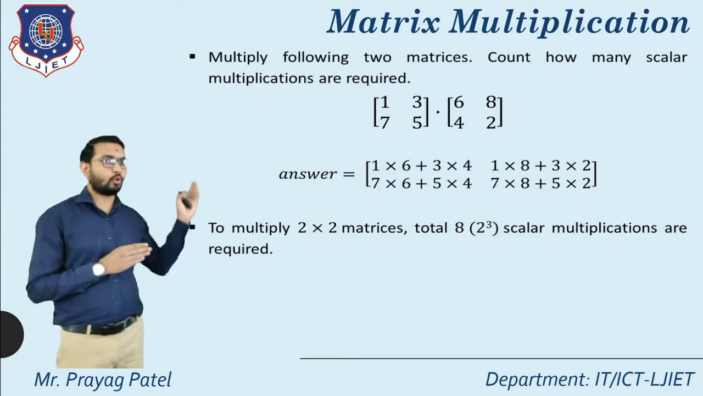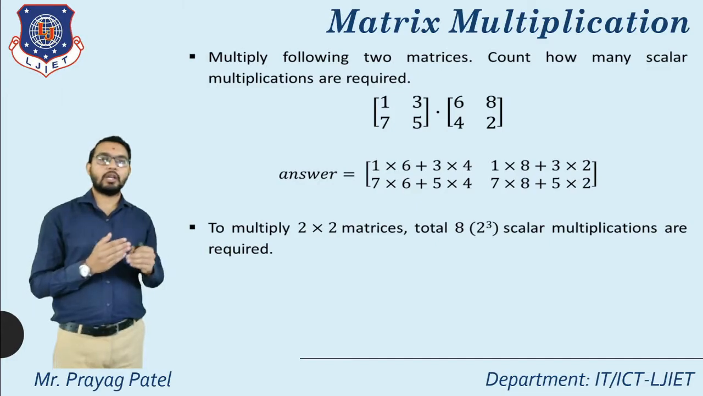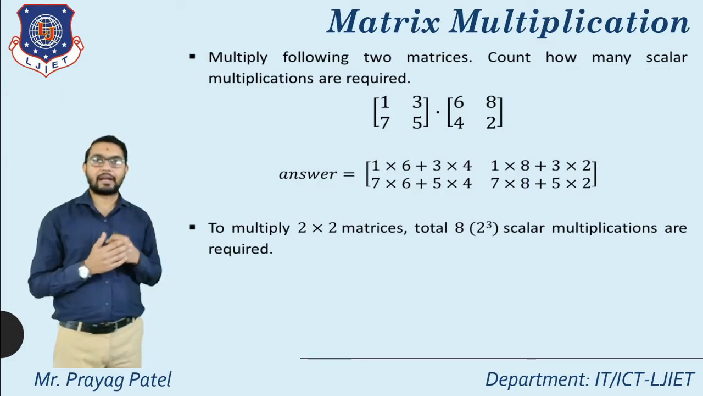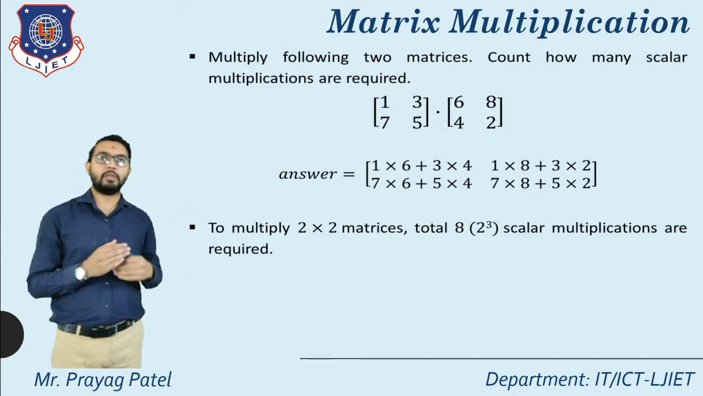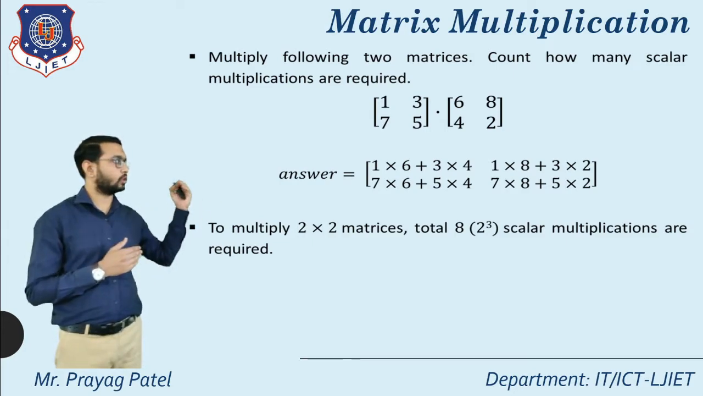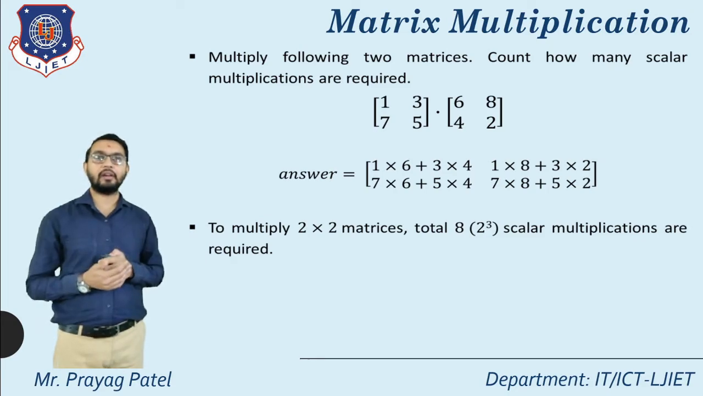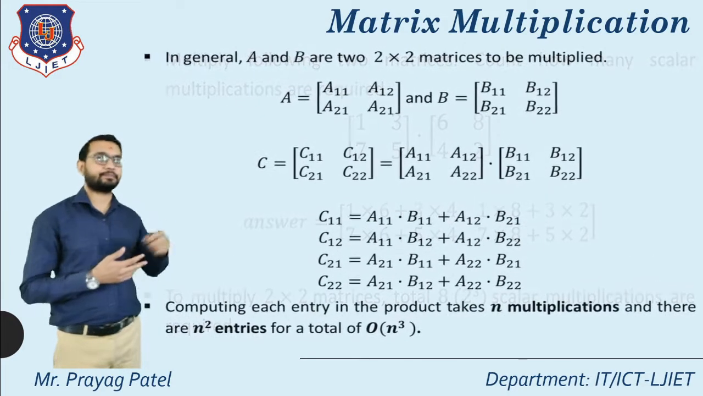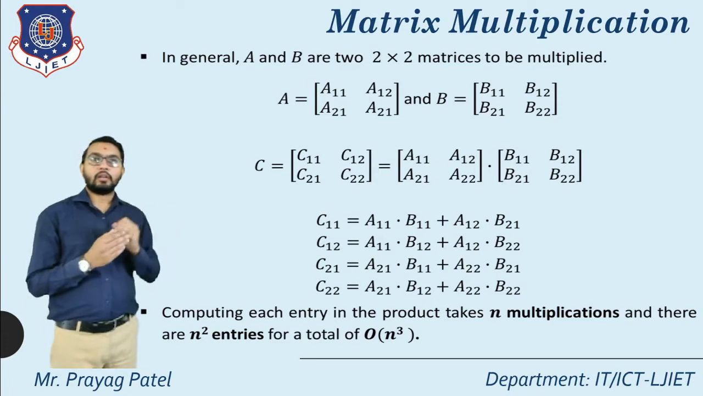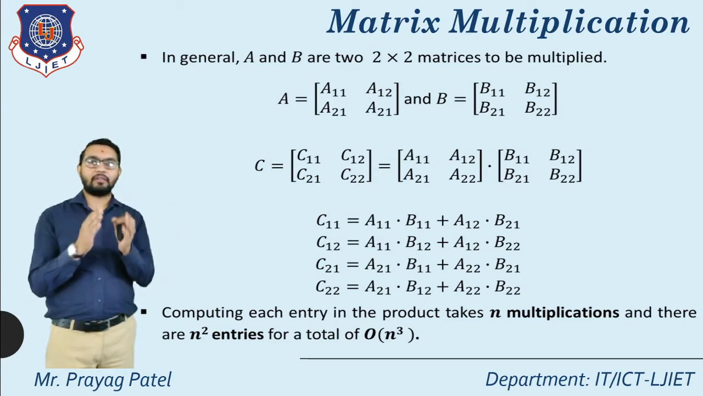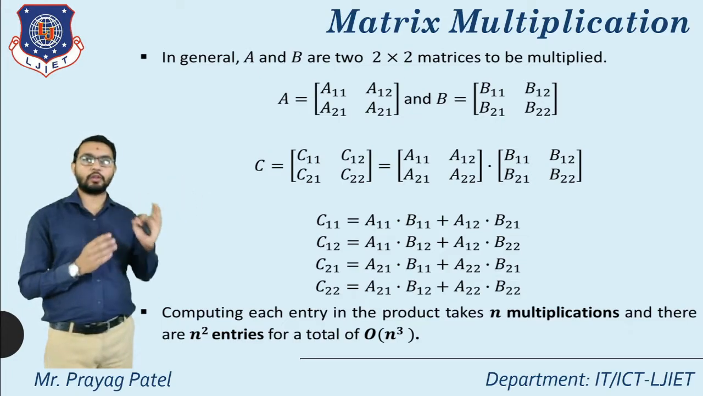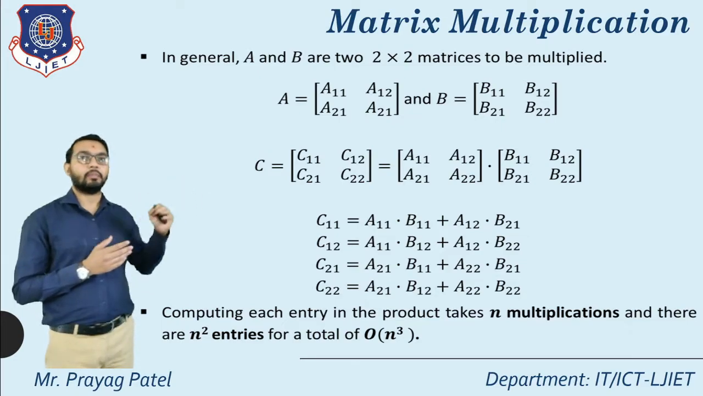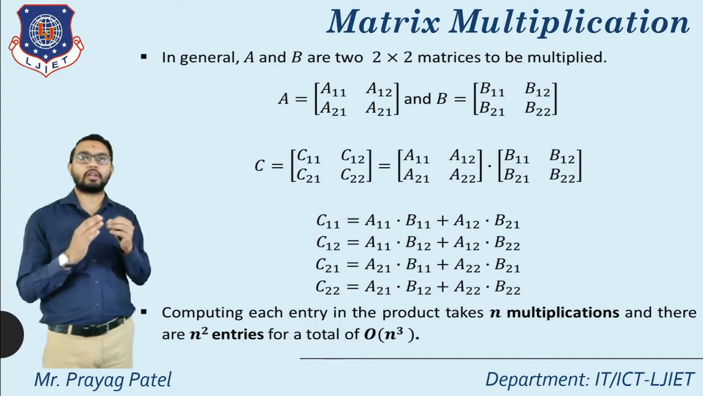To multiply these 2 cross 2 matrices, a total of 8 scalar multiplications are required, because we perform scalar multiplication 8 times. So 2 raised to 3 scalar multiplications are required for multiplying these two matrices. Now consider the equation for the simple matrix multiplication. In this case we do not use the divide and conquer technique, but in Strassen's algorithm we use the divide and conquer technique.